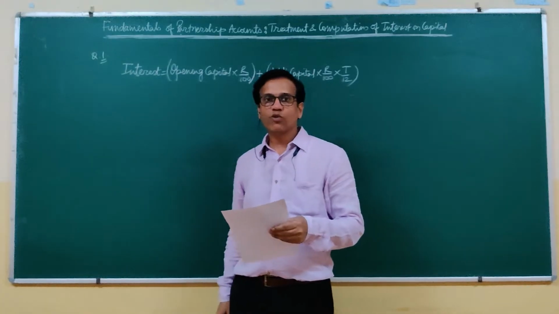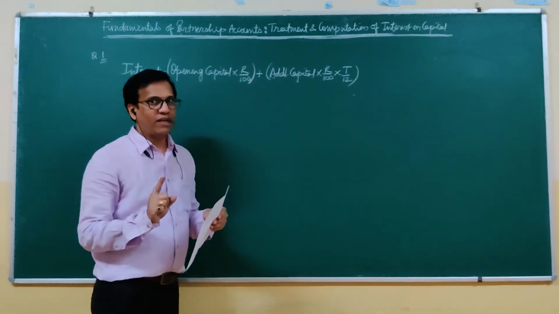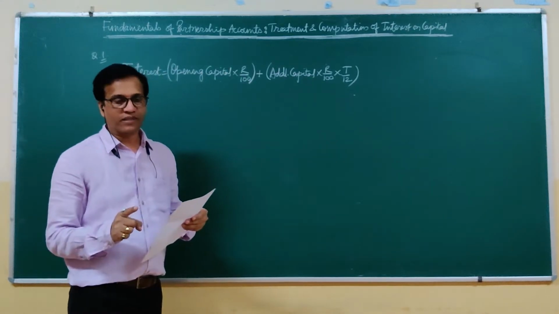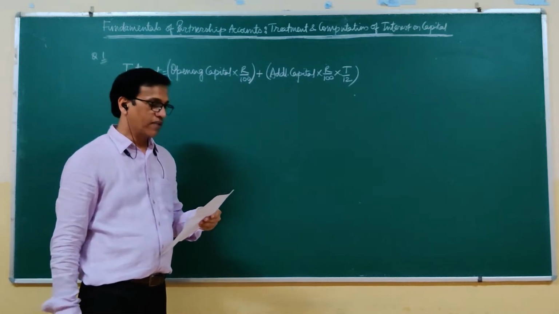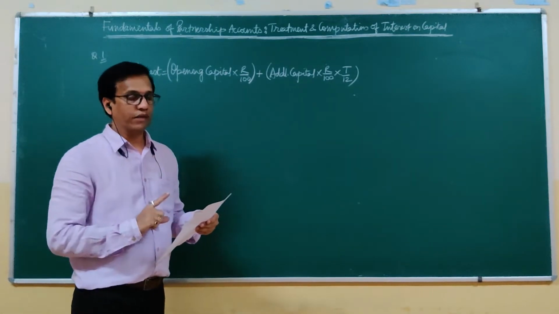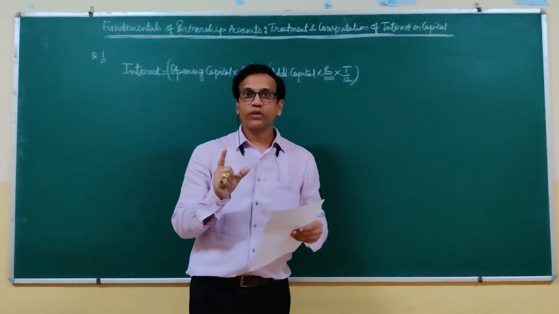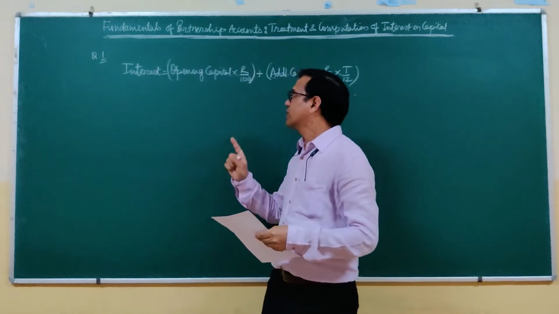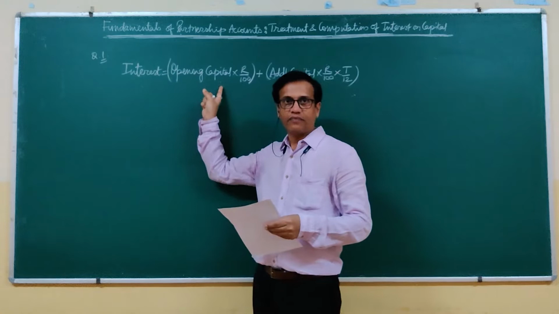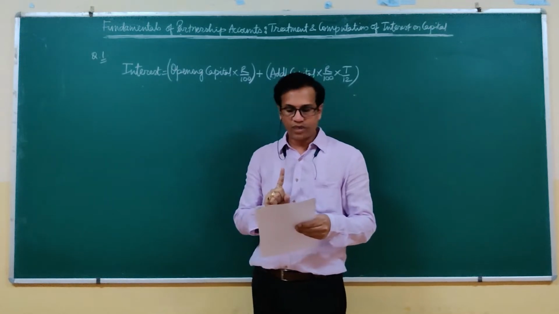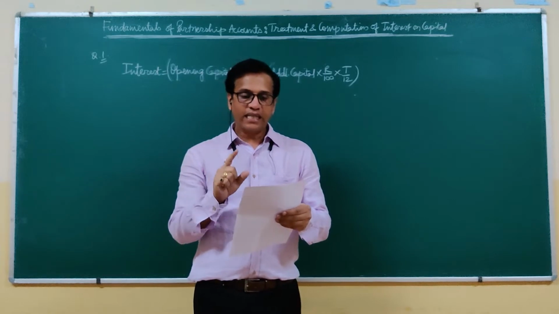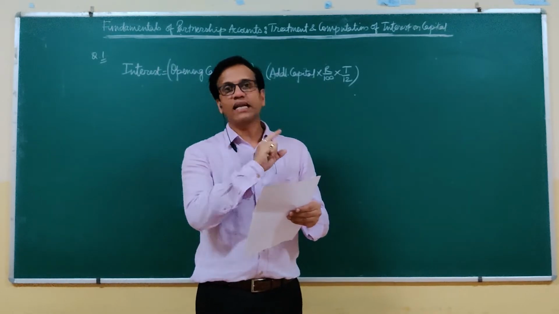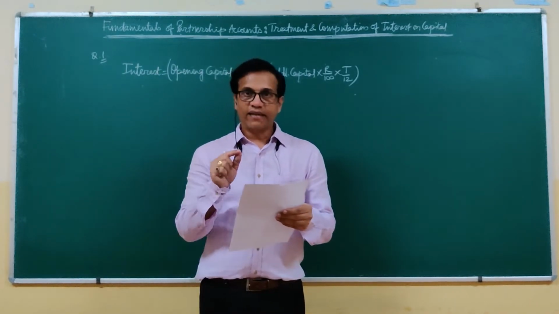In this question, there are two partners, A and B. They are starting business and their capital at the time of start is given. It means their opening capital is given. So the requirement of the question should always be, first we require opening capital, and opening capital is given in the question. Then one of these partners, A, has introduced some additional capital also, and the date of additional capital is given.